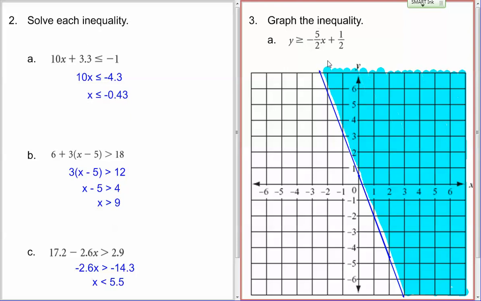That is not true. 0 is not greater than or equal to 1/2. So the point (0, 0) does not work, meaning none of these points work. All the points over here do work. Okay. Sorry about that, but we move on.